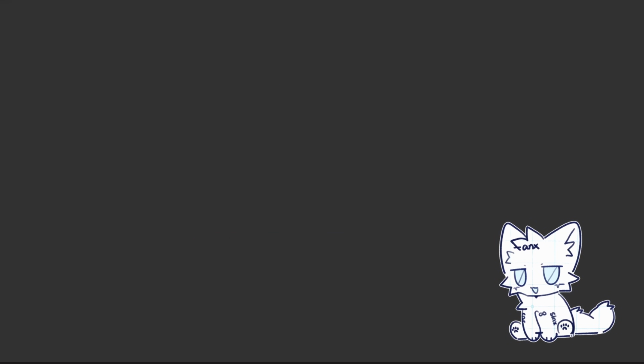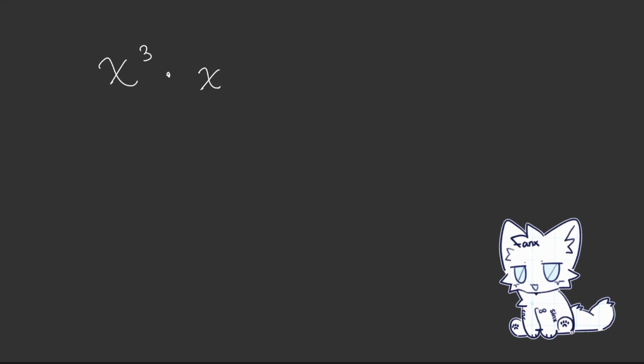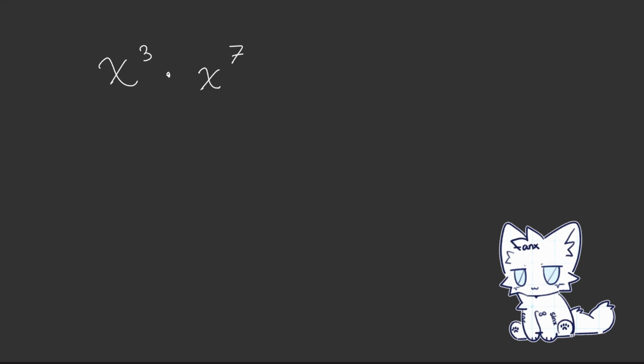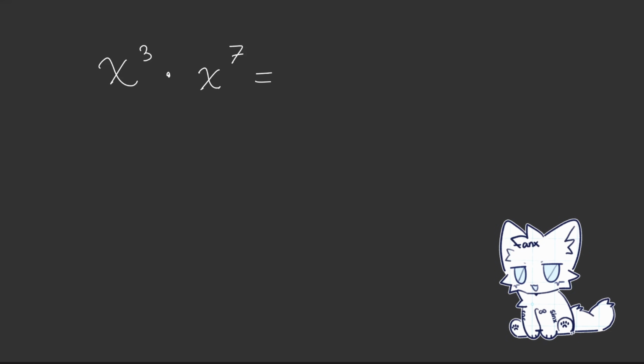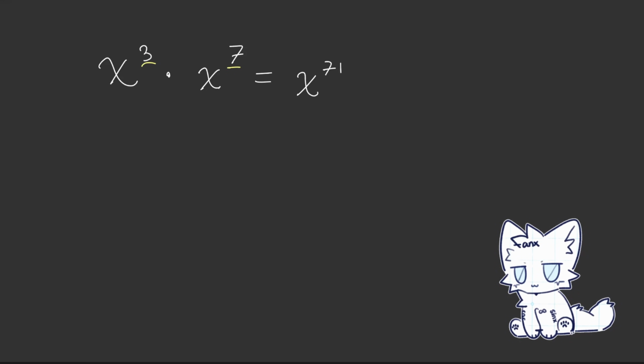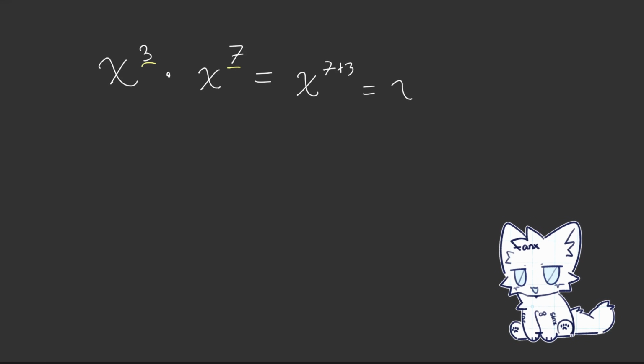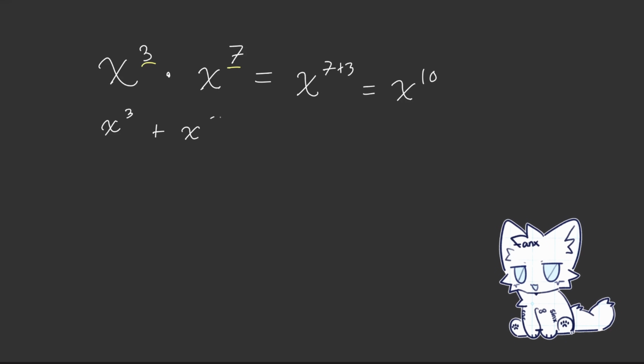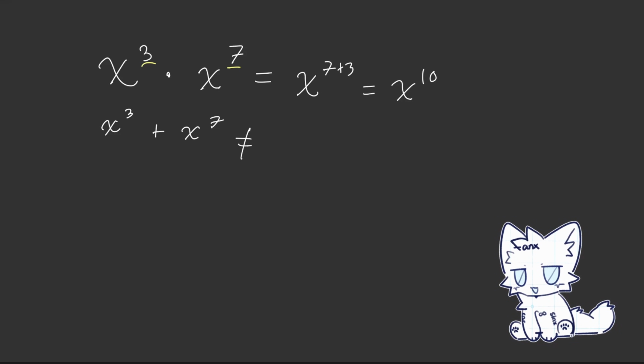So, let's say you have x to the third power times x to the seventh power. What would this equal? Well, we can take the exponents and simply add them together. So, this would look like x to the 7 plus 3, which is equal to x to the 10th. Notice that x to the third plus x to the 7th does not equal x to the 10th.